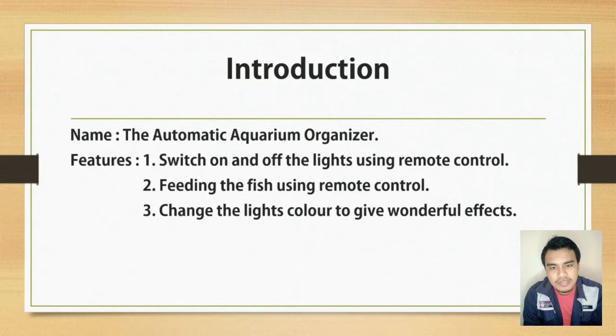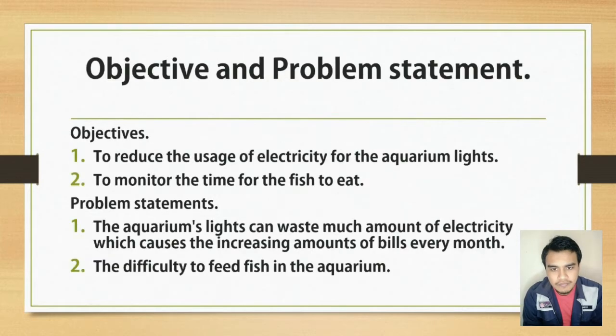Next, I will proceed with the objective. The first one is to reduce the usage of electricity for the aquarium lights. This can help users reduce their electric bill. Furthermore, to monitor the time for the fish to eat. This is because sometimes fish die by not being given a proper time to be fed.